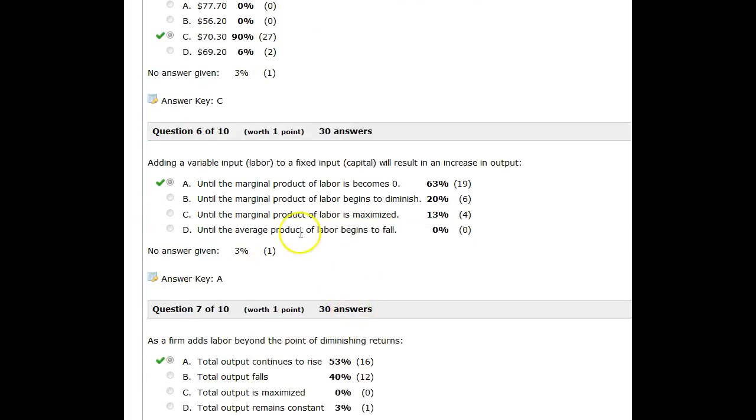So very good. All right, adding a variable input to a fixed input will result in an increase in output. Yes, until the marginal product of labor is 0. So once the MPL begins to diminish, your output continues to rise. It just rises at a decreasing rate. Once the marginal product of labor is 0, that means an extra unit of labor gives you no extra output. So your output didn't go up.